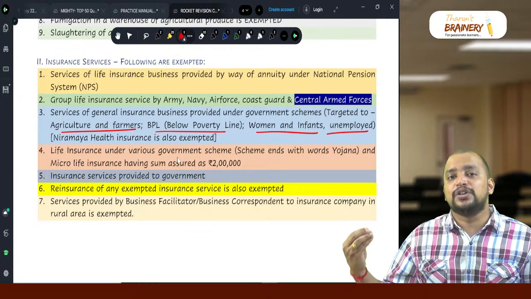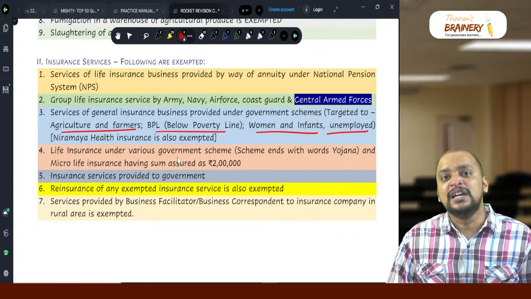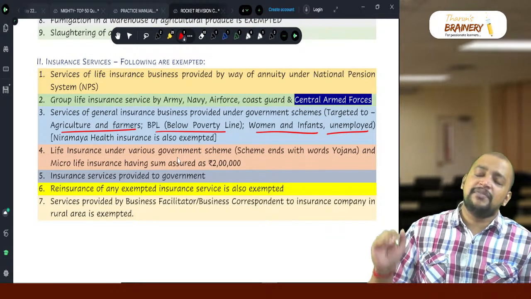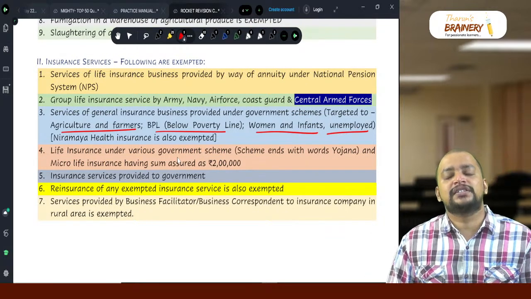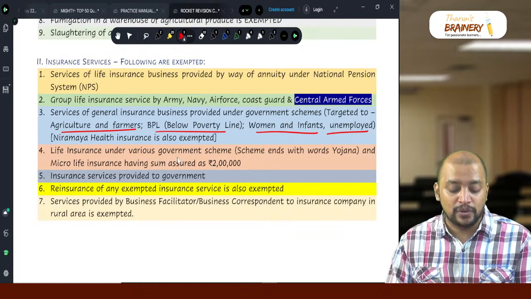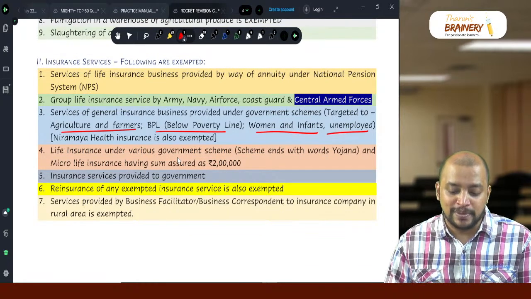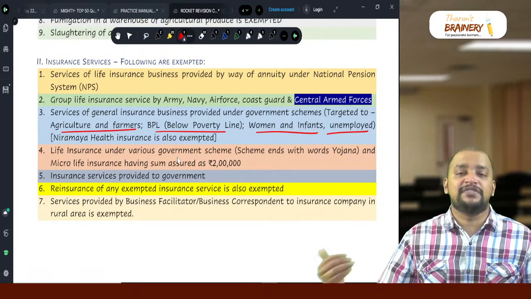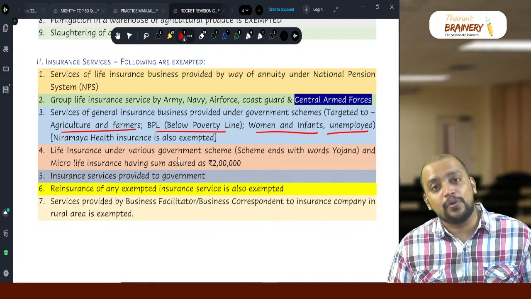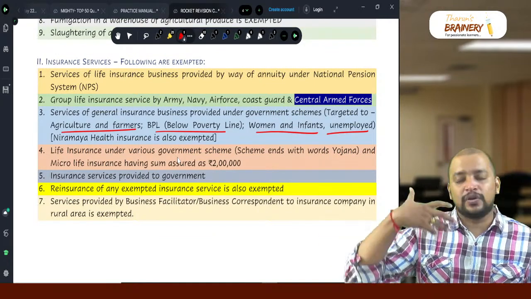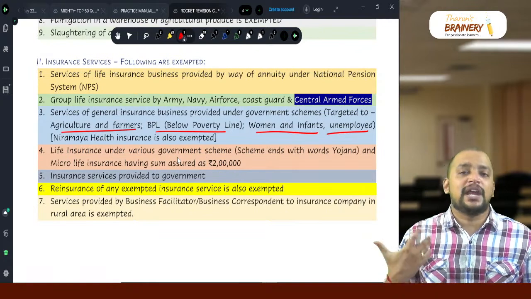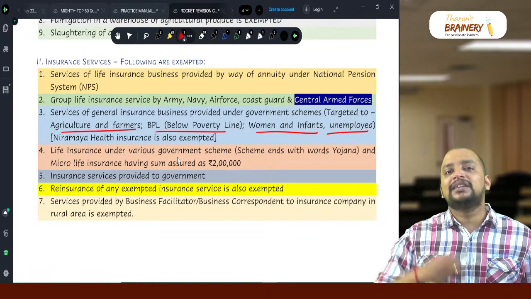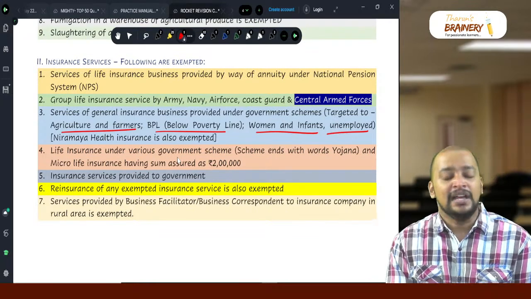Schemes ending with the word Yojana are known as government notified schemes, and whatever money is collected for them will be exempted. Same way, micro life insurance where the sum assured does not exceed 2 lakh rupees will also be exempted. Okay. Then insurance services provided to government. Government also wants to take insurance. So for government property, I'm an insurance company providing insurance service, for which I'm getting insurance premium. That insurance premium collected from the government is exempted.